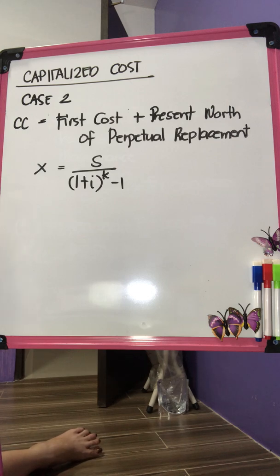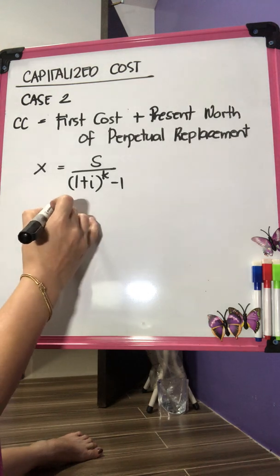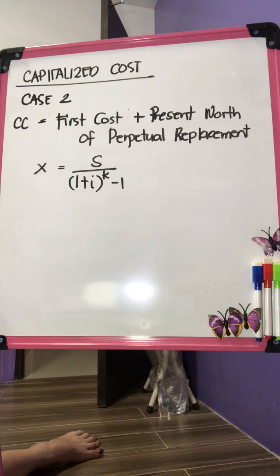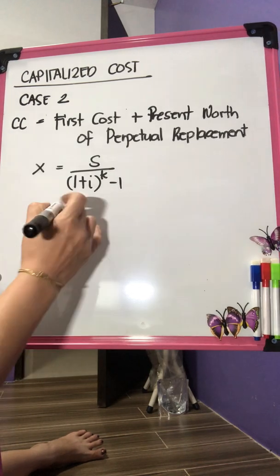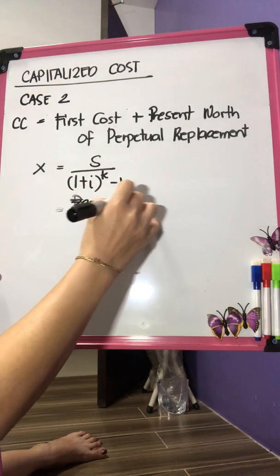So, first, kunin muna natin yung value ng x. Let us assume na yung x is the present worth of perpetual replacement. Now, bigay daw natin yung value ng S. Again, di ba sabi ko sa inyo, ang S, ito yung amount na kailangan natin para ma-replace natin yung machine. Kung ang original price niya is 300,000 pesos, tapos ang kanyang salvage value is 30,000 pesos na lang after 15 years, so, ang kailangan natin is 270,000 pesos.